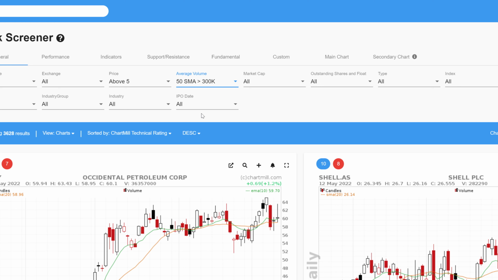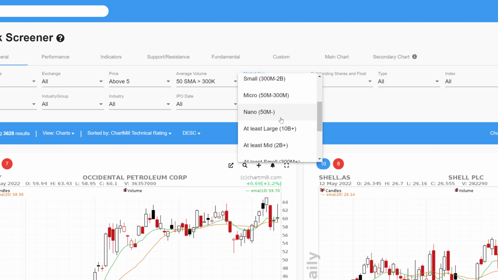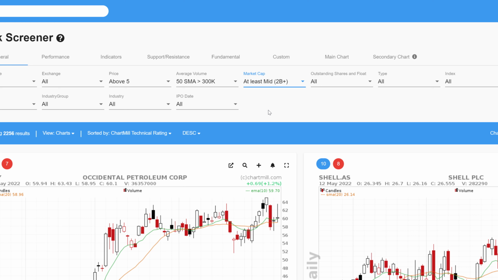One filter I use here is the market cap. I select at least mid-cap. These companies have a market value between 2 and 10 billion. These are companies that have already built up some reputation, in contrast to many small caps, but still have more than enough growth potential in contrast to some really big companies.